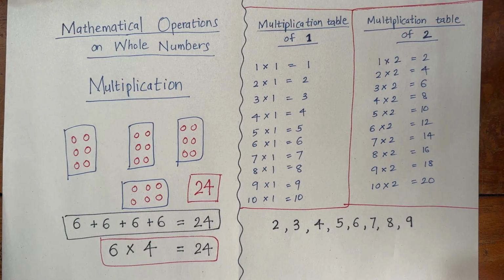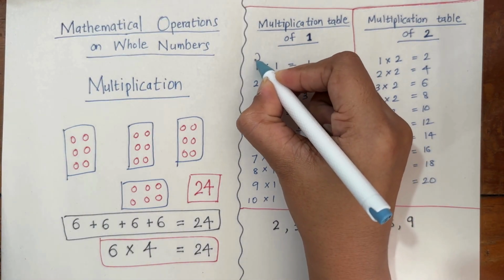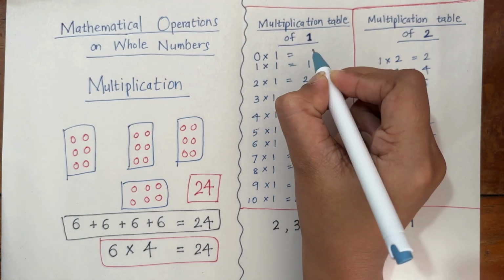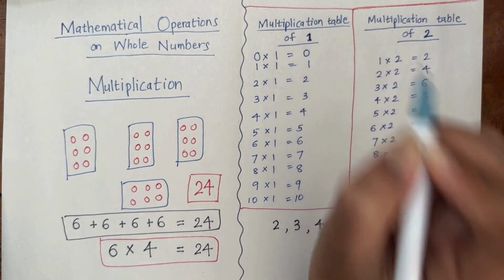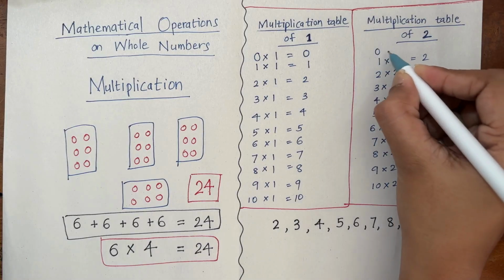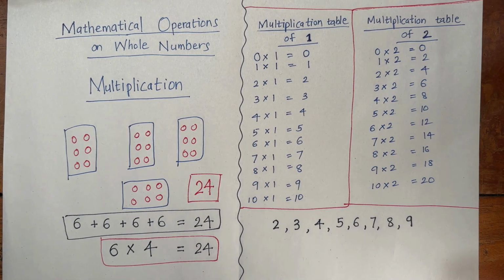And there's another special thing you have to remember. When we multiply 0 by any number, you will get the answer as 0. Here also 0 times 2 equals 0. So you have to keep in mind these things.